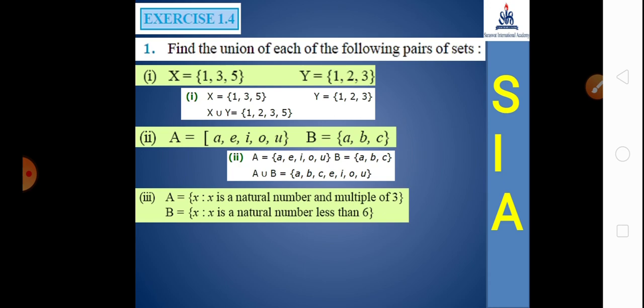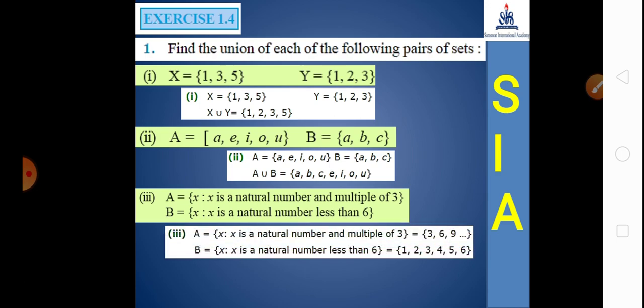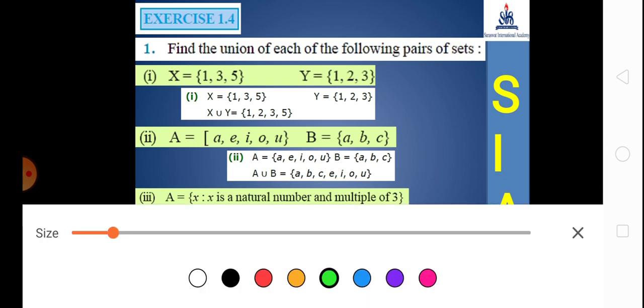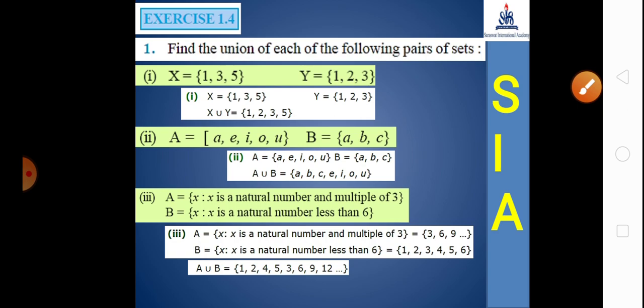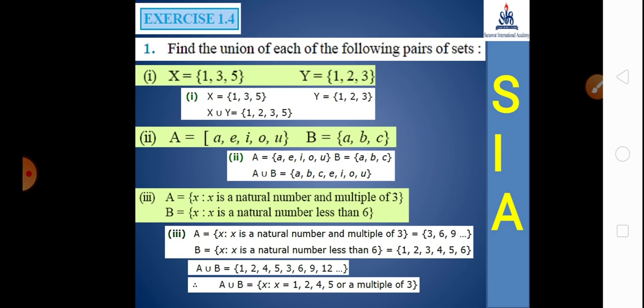Third, set A is x such that x is a natural number multiple of 3. Multiple of 3, you know that, students: it is 3, 6, 9. And set B is natural numbers less than 6: 1, 2, 3, 4, 5, 6. Less than 6, so here 6 is not counted. By mistake I mentioned it here, students. Only write down 1, 2, 3, 4, 5. So my answer is 1, 2, 3, 4, 5, after that 6, 9, 12, because in a union set all numbers are written one time. Next. So indirectly you write 1, 2, 3, 4, 5 or a multiple of 3.